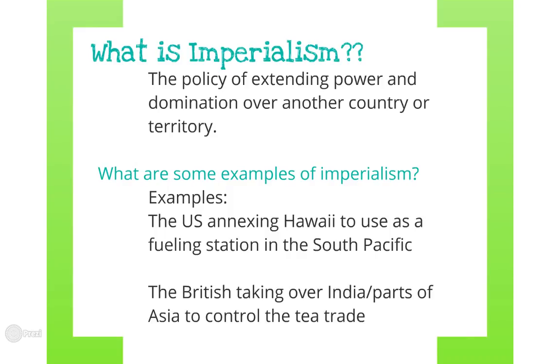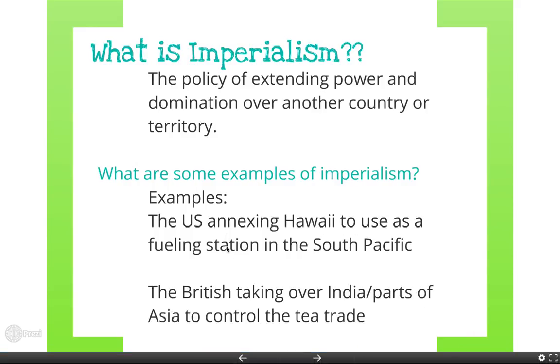So I'll give you two examples of imperialism. You need to make sure you write all this stuff down. The United States annexes, which means you say that it's part of you, or you say you're part of us now. So the U.S. annexes Hawaii to use Hawaii as a fueling station in the South Pacific for our ships. So we take Hawaii. There was a queen there, and we took it over and said, "You guys belong to us now." Or the British taking over India and parts of Asia to control the tea trade. So what you have to look at is both motives are benefiting the larger, more powerful country.